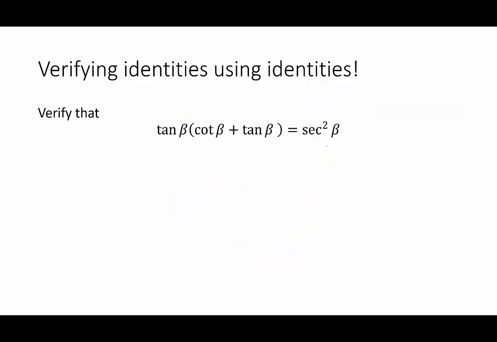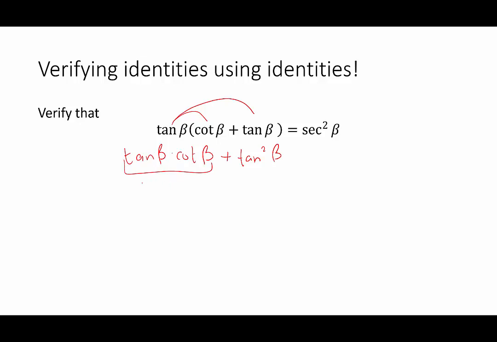Okay, why don't you try this example? Were you able to do it? Let's see. We want to show that tangent of beta times cotangent of beta plus tangent of beta equals secant squared beta. The first thing I want to do is distribute. I'll get tangent of beta times cotangent of beta plus tangent of beta times tangent of beta, which is tangent squared beta. Now it's up to you how you want to deal with these.